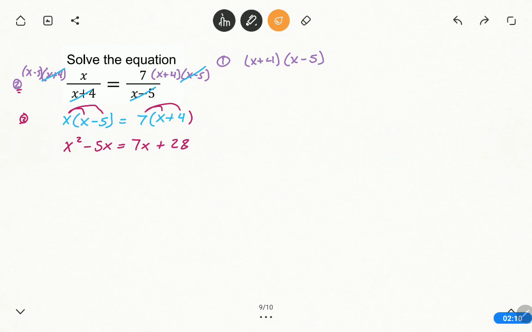Now that I've distributed things out, I can tell that this is a quadratic equation because of the exponent. So I need to move everything to one side and solve it as a quadratic. So I'm going to subtract 7x on both sides. And I'll also have to subtract the 28. On the right side everything is canceling, so I'm going to have x squared minus 12x minus 28 on the left side equal to 0.